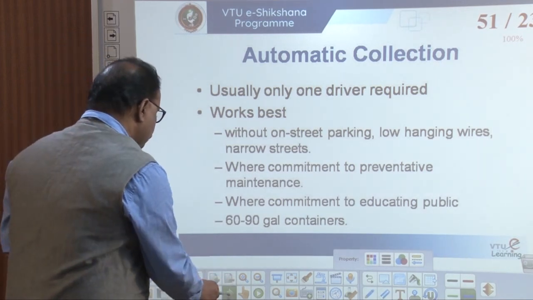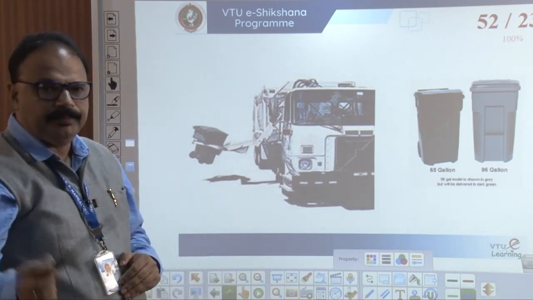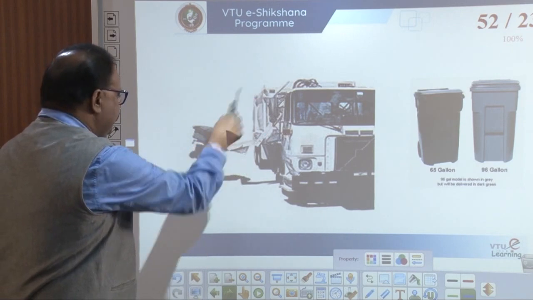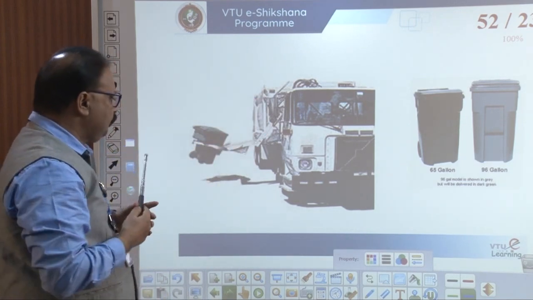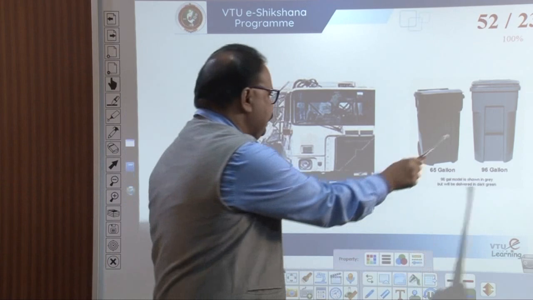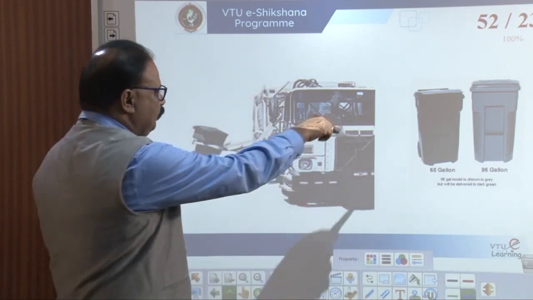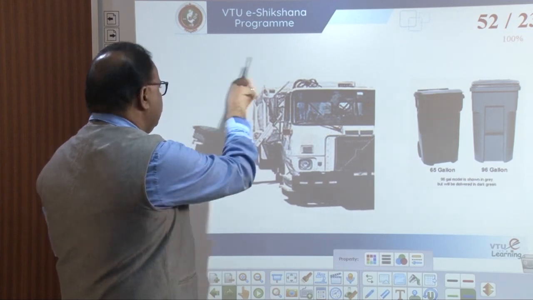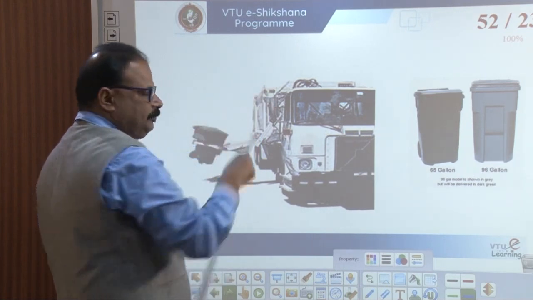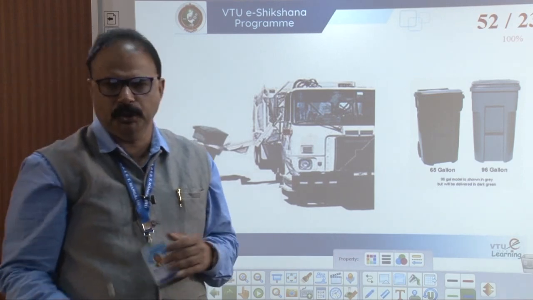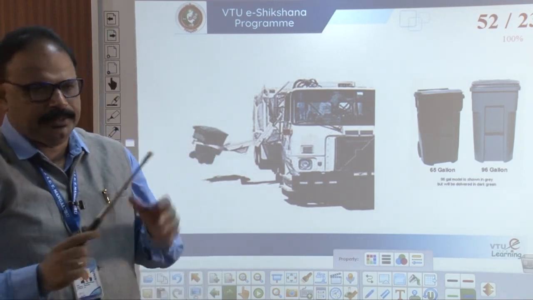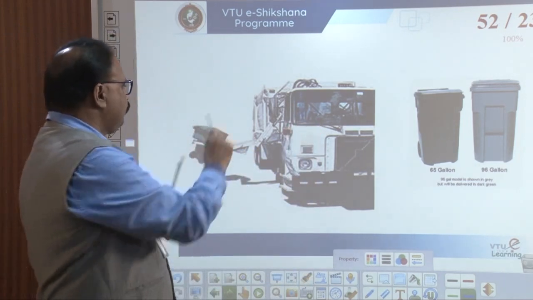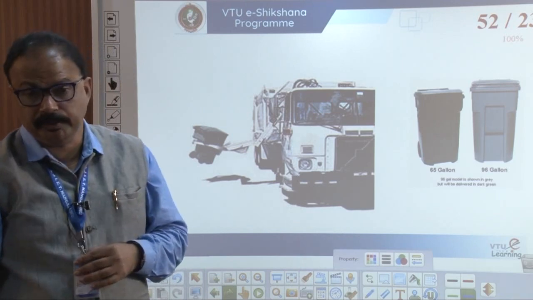okay, I will show this one vehicle. See, automatic: from here they will take the container and empty it and keep it there. Not automatic, this one is manual; it is 65 and 90 gallon. They will fill the waste in the container. Here, robot type, the hand will take it here and fill automatically. No manual labour, only the driver will operate, take the container and fill all the waste here. This is one type of automatic.